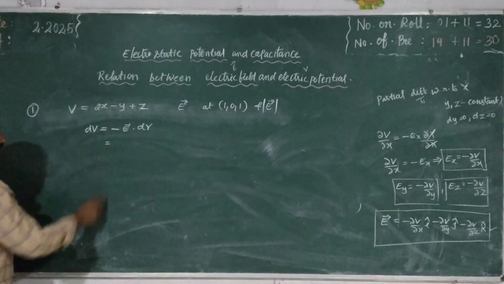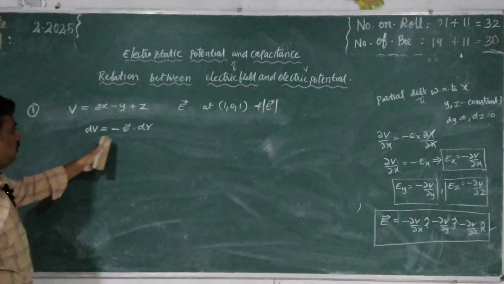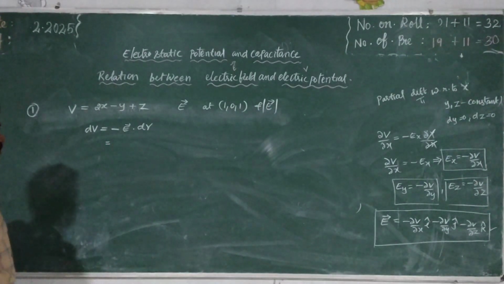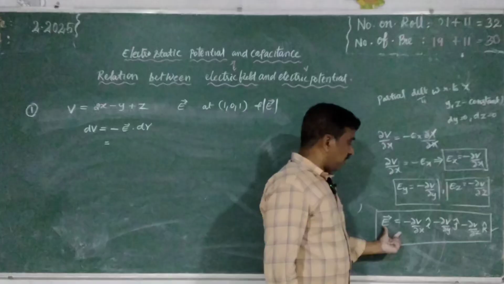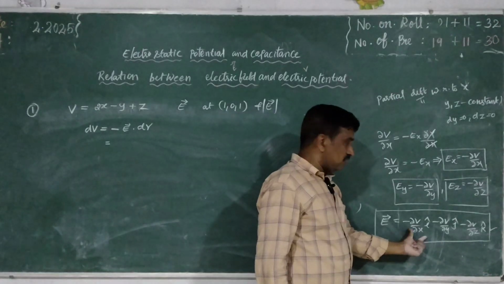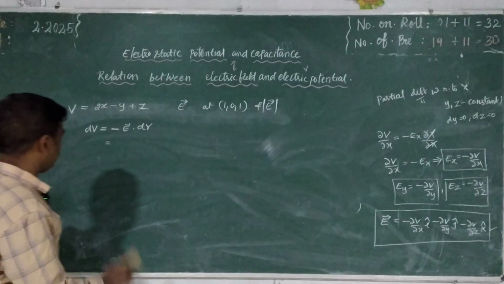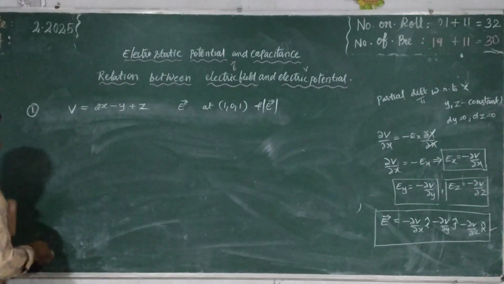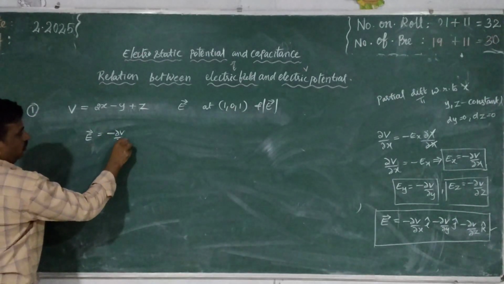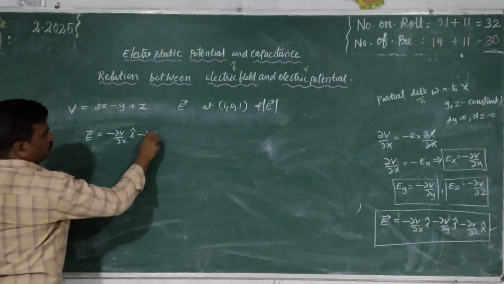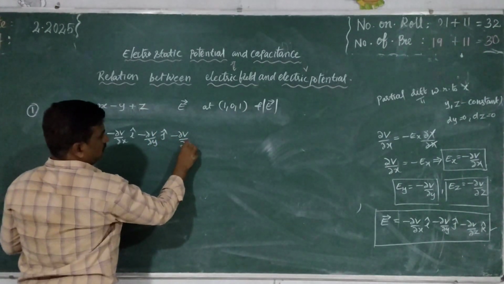Sorry, dV equal to minus E dot dr we can use. Here what can we use now? This is the formula we can use, not that one. Electric field equal to what? Minus of dou V by dou x i cap, minus of dou V by dou y j cap, minus of dou V by dou z k cap. Sorry, so we can use that one. So the electric field formula here is minus of dou V by dou x i cap, minus of dou V by dou y j cap, minus of dou V by dou z k cap.